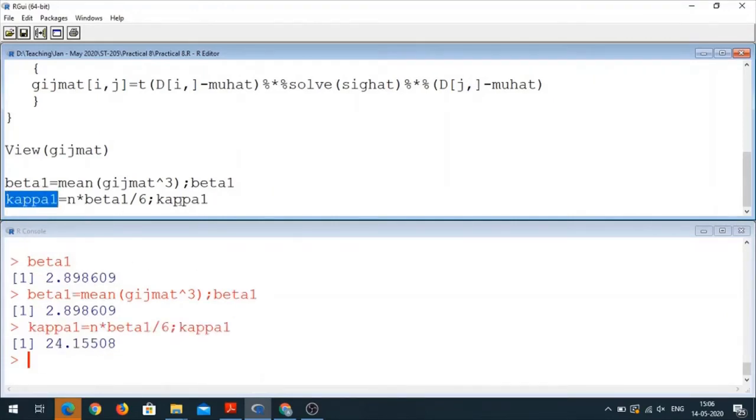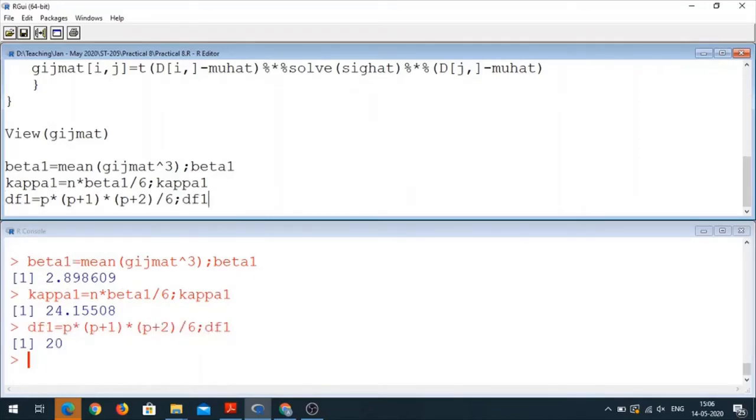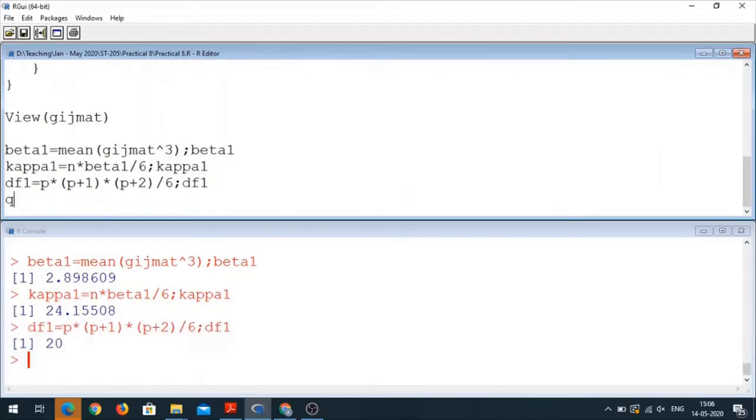So 24.15, we have to compare it with chi-square p into p plus 1 into p plus 2 by 6. So degrees of freedom for the first test are p into p plus 1 into p plus 2 by 6, that is 20. So let us check the chi-square cutoff for 0.95. So 0.95 and df equal to df1.